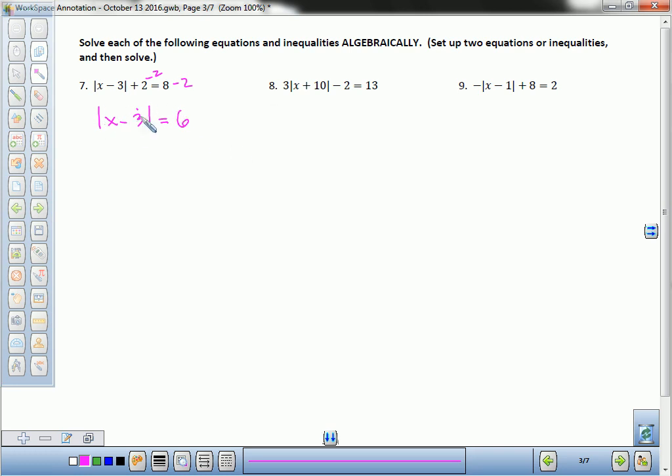All right, so we know that all of this stuff can either equal positive 6 and make a true statement, or all of this stuff could equal negative 6, because what is the absolute value of negative 6? 6. So we set up those two situations. x minus 3 equals positive 6, or x minus 3 equals negative 6. And we solve them. So we just add 3. And we get x equals 9, or we add 3, negative 3.